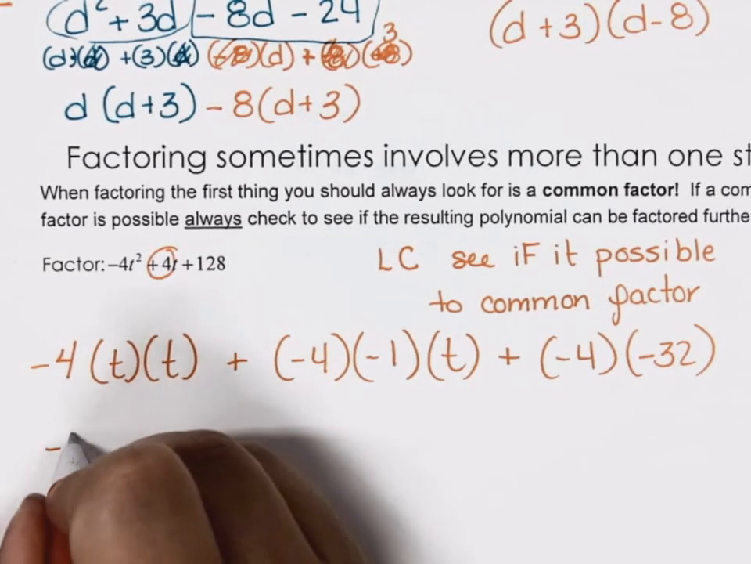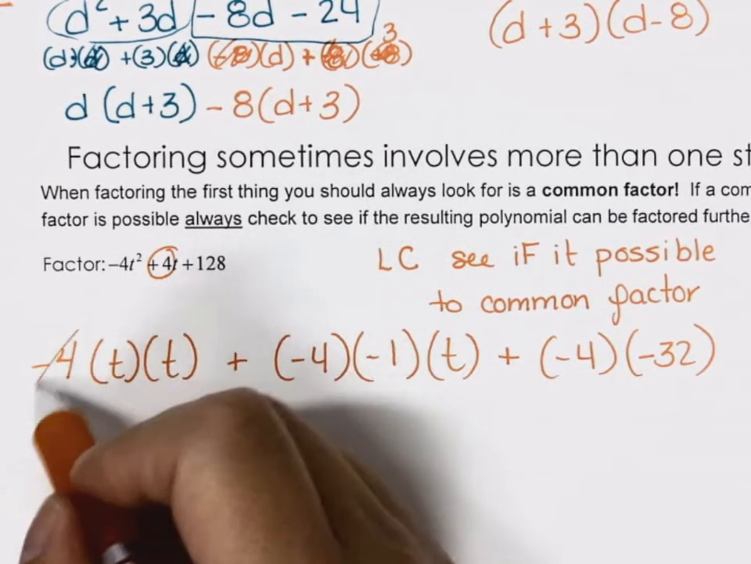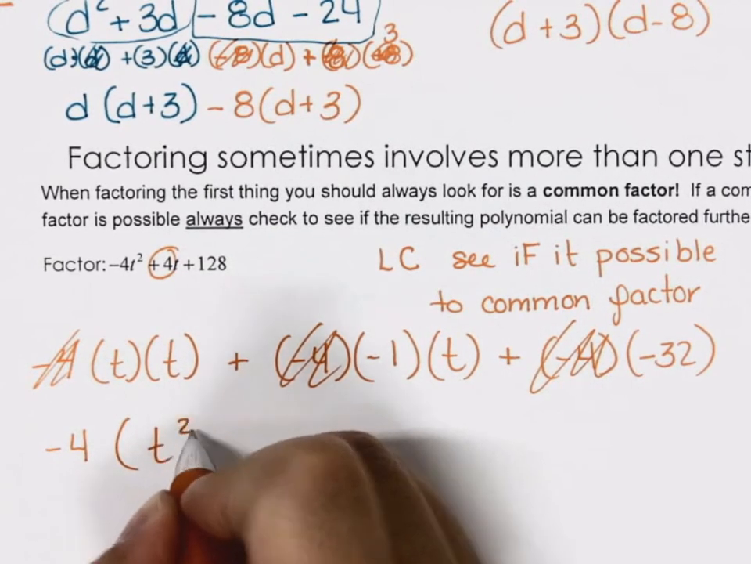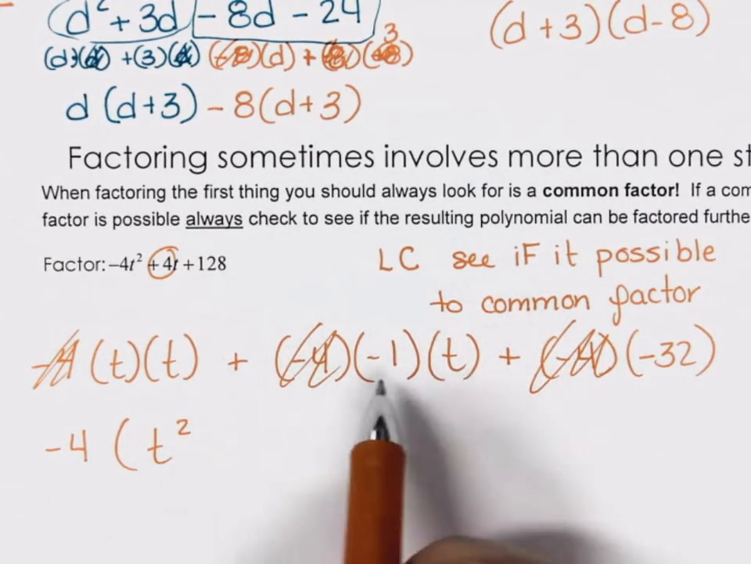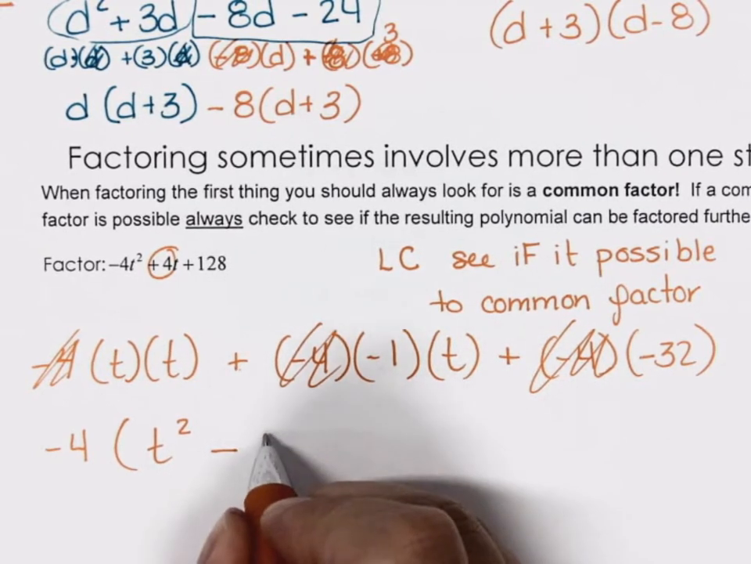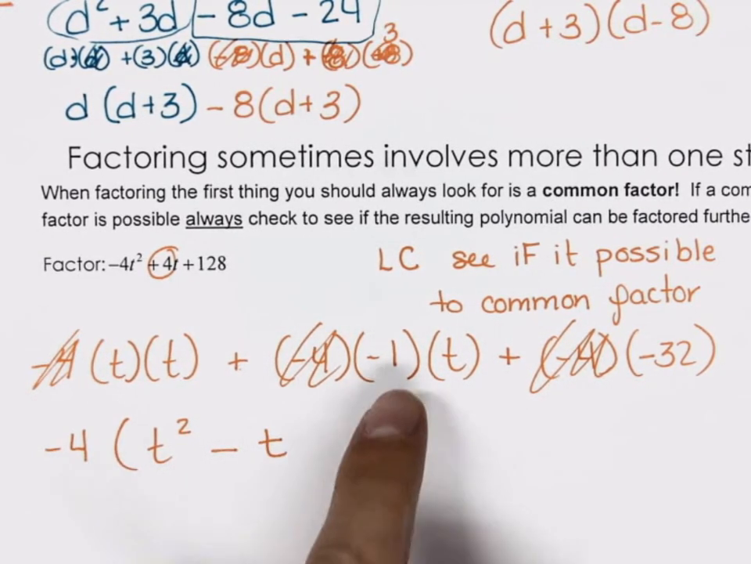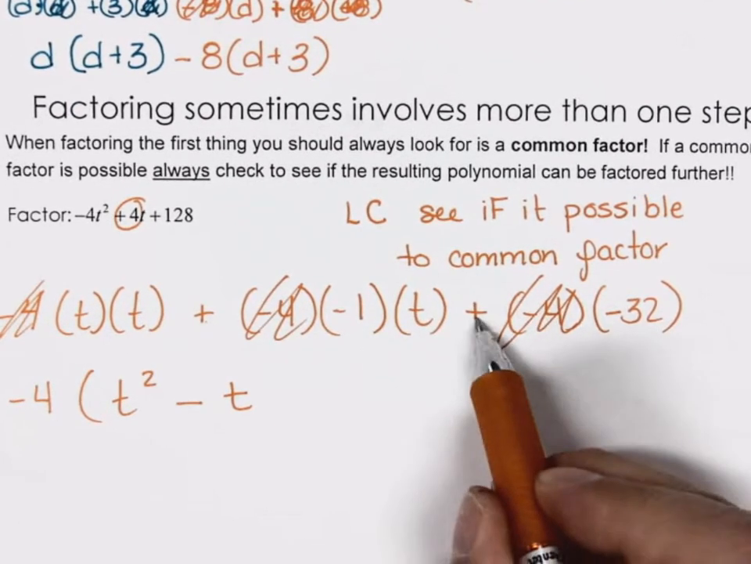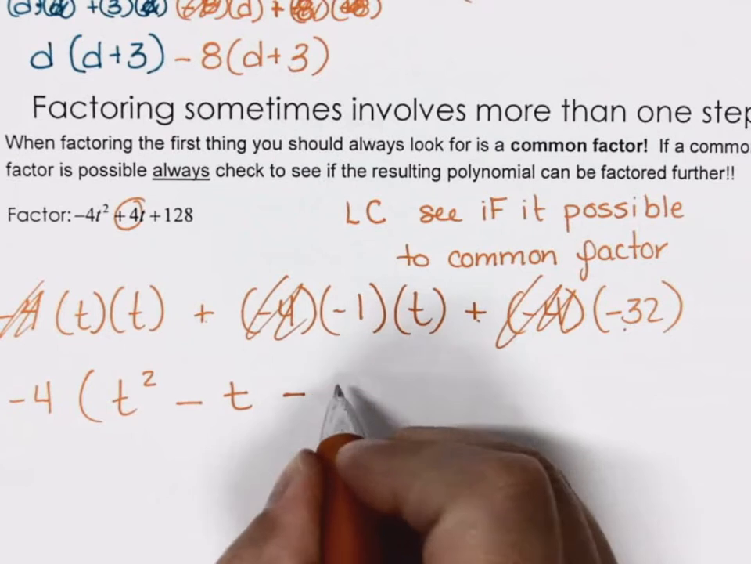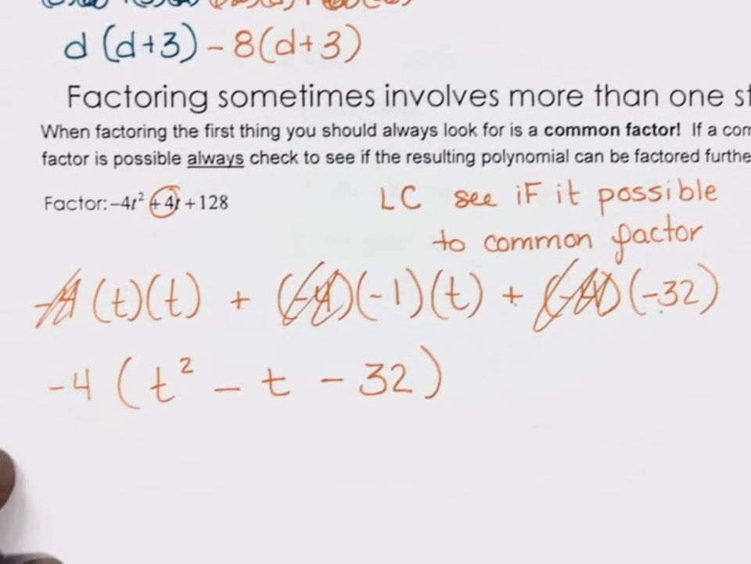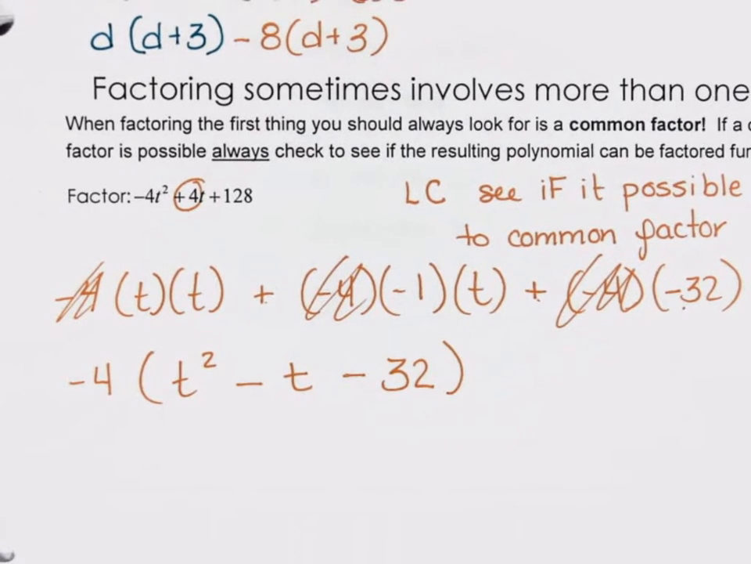So I'm going to take a -4 out. Then I'm left with t squared, plus -1 times t. That's really the same thing as saying subtract t, because -1 times t is just going to be -t. And then plus a -32, that's just like saying subtract 32. Okay, can I factor that?